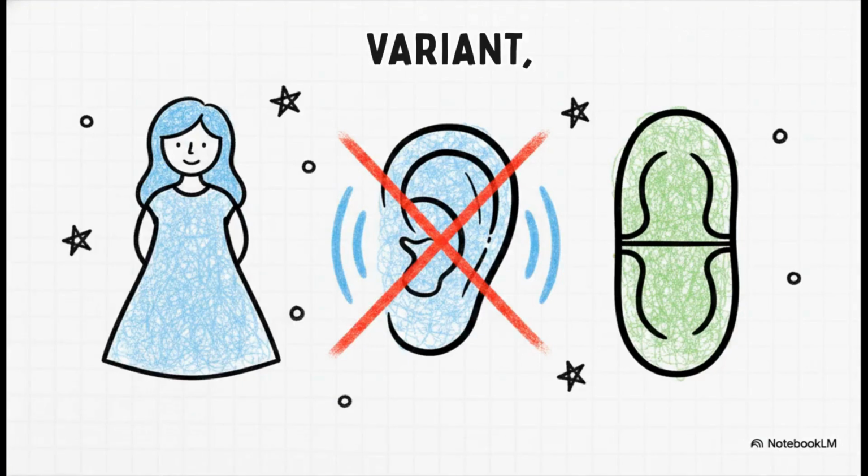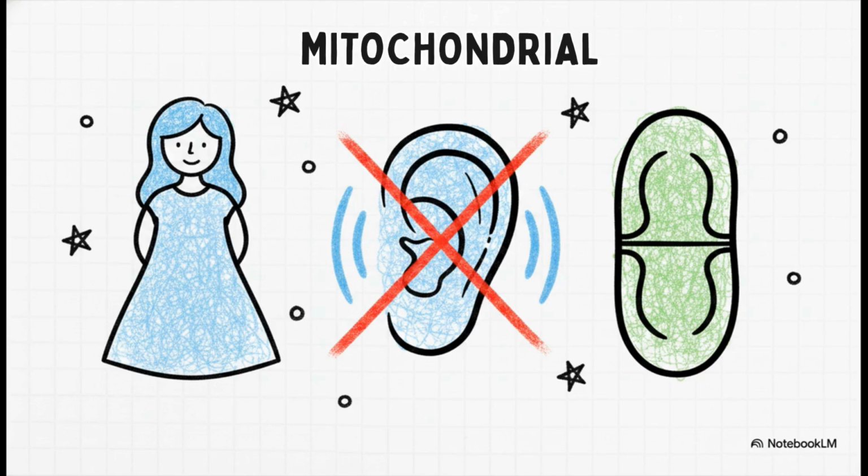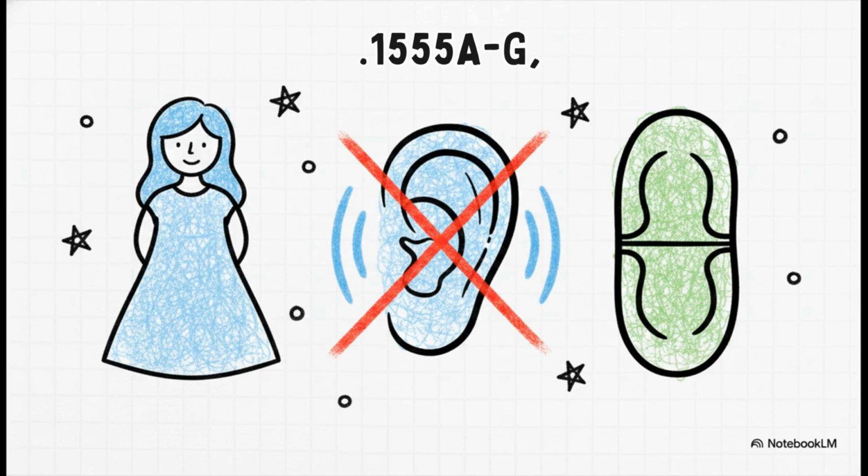Here's another classic variant, maternal mitochondrial inheritance for aminoglycoside ototoxicity. Certain families carry a specific mitochondrial mutation, m.1555A>G, which actually causes deafness when they're given aminoglycosides.